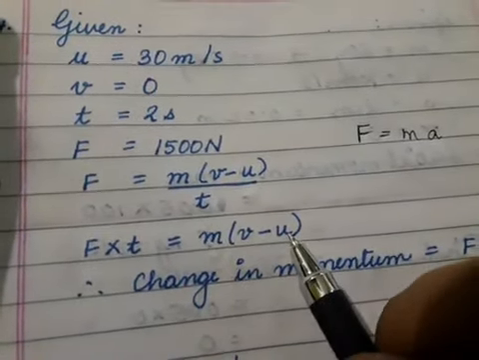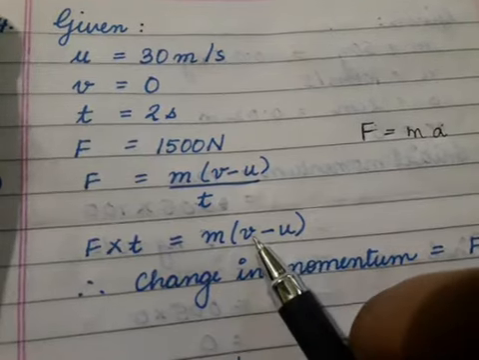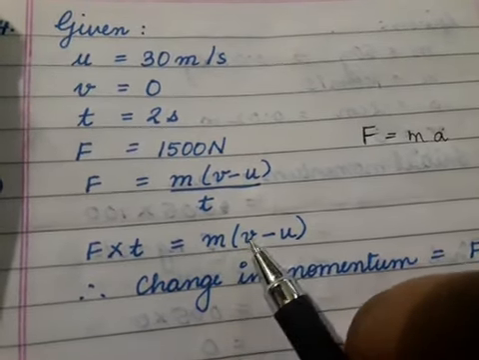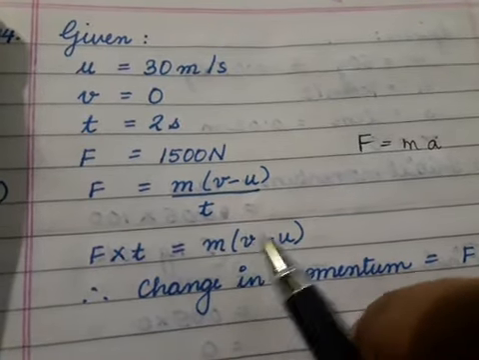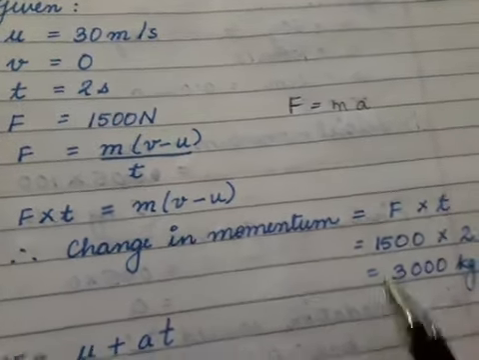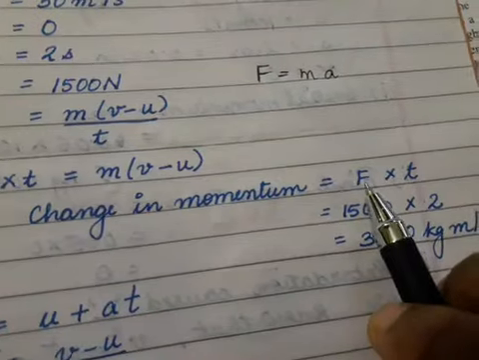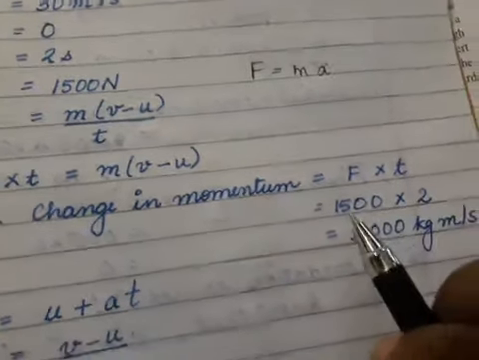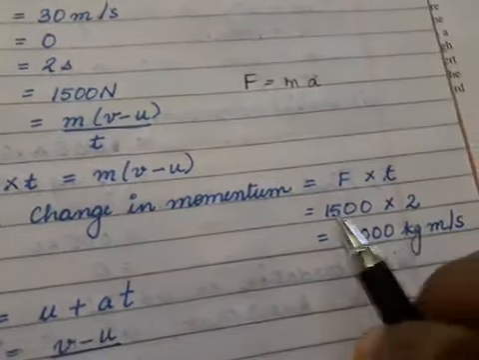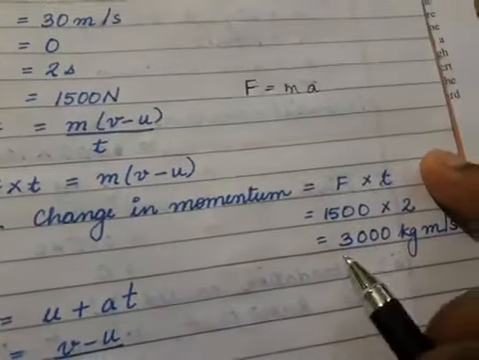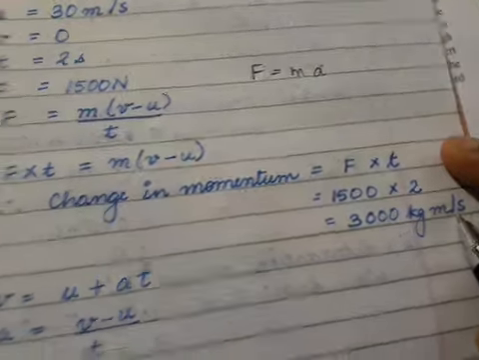What is m into v minus u? It is change in momentum. Yes, m into v minus u is m into delta v. M delta v is mv minus mu, which is m into v minus u. Yes, so that is equal to force into time. So force is given as 1500, time is given as 2 seconds. So we'll multiply and you'll get your change in momentum to be 3000 kg meter per second.